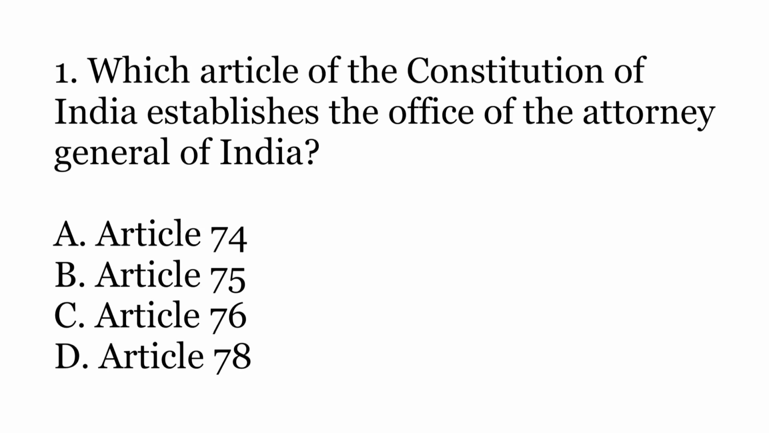The first question is, which article of the Constitution of India establishes the office of the Attorney General of India? The options are A. Article 74, B. Article 75, C. Article 76, or D. Article 78.